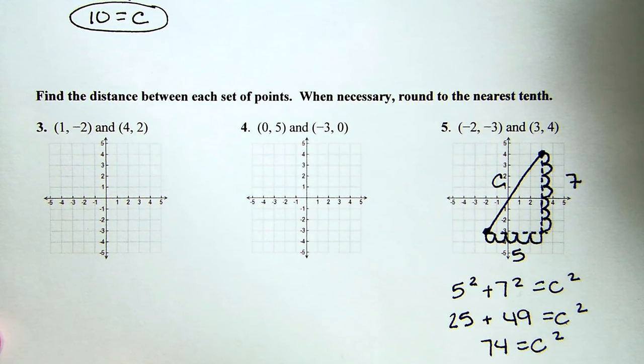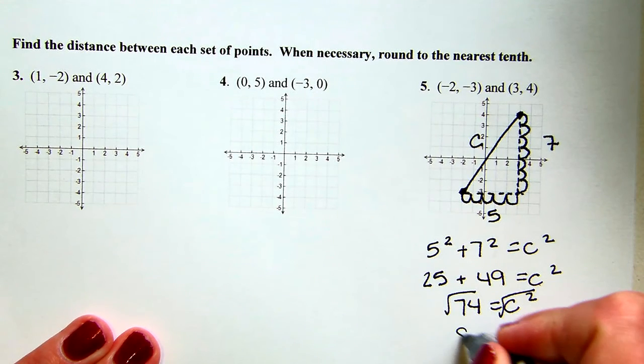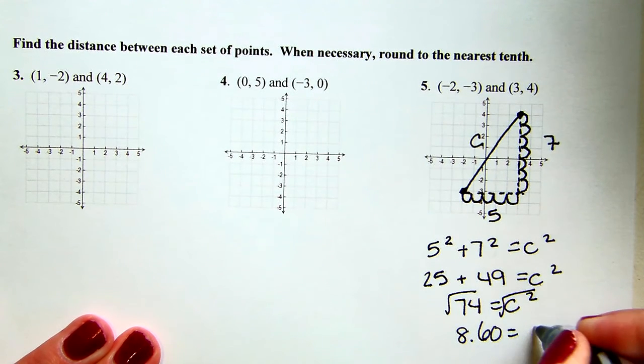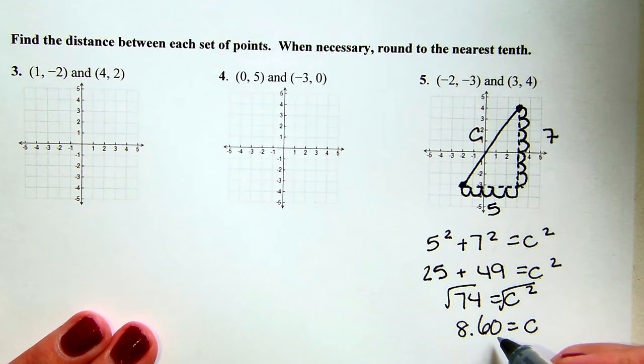The calculator's not working with me, so give me a moment. Now we're going to square root both the C squared and the 74. And when we do that, we get 8.60 equals C. We don't really have to worry about the 0, so our answer is 8.6 equals C. Okay.